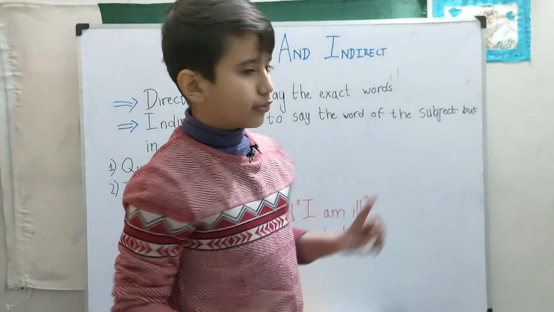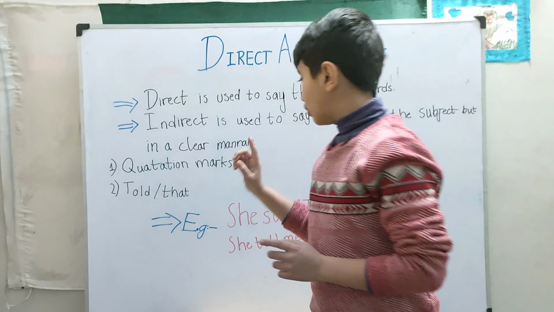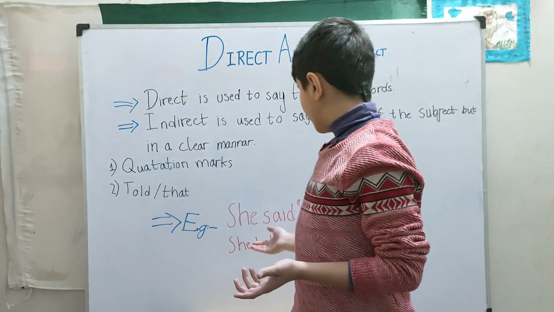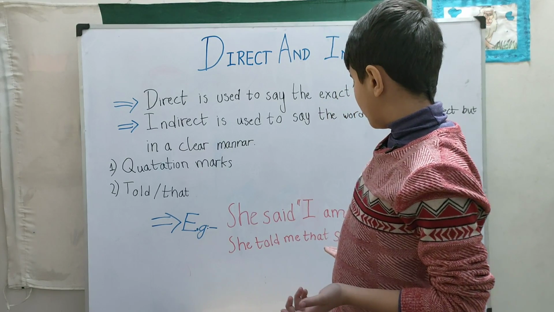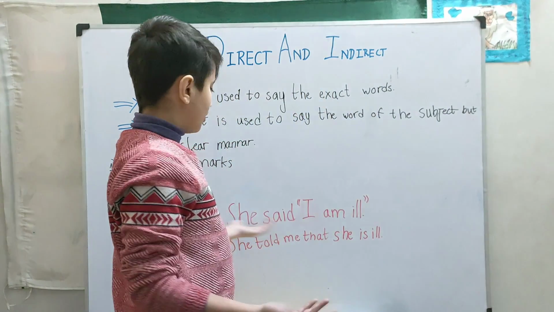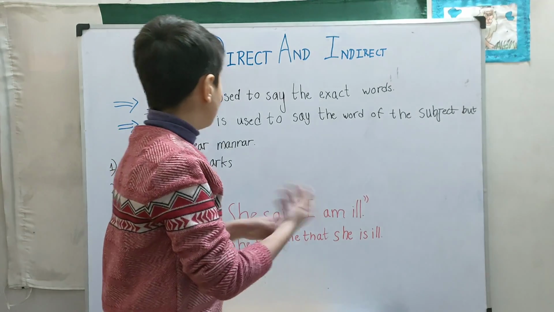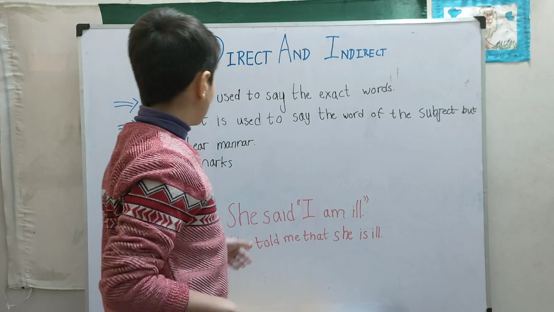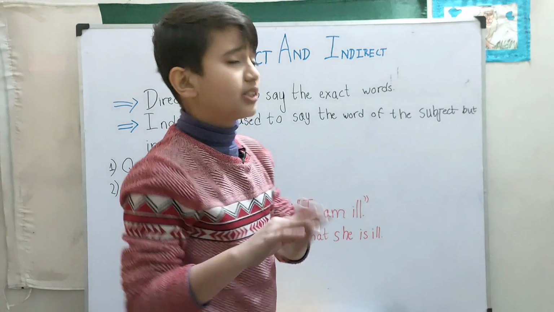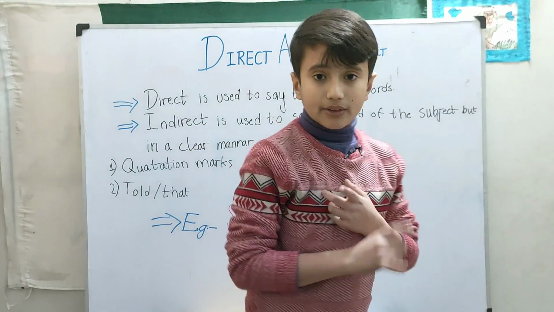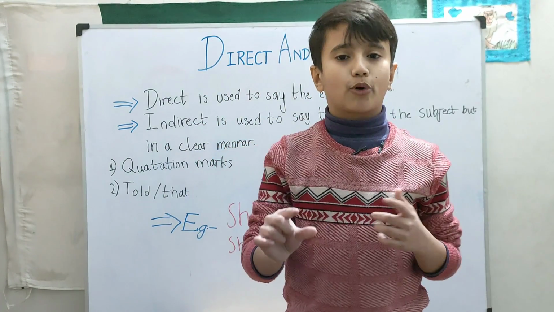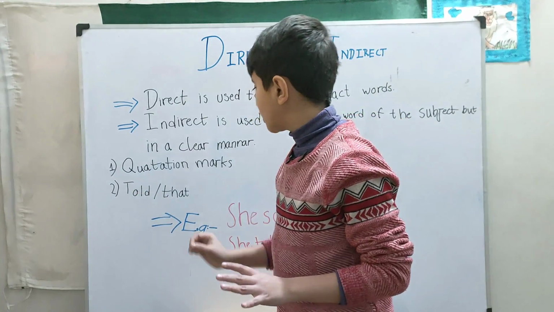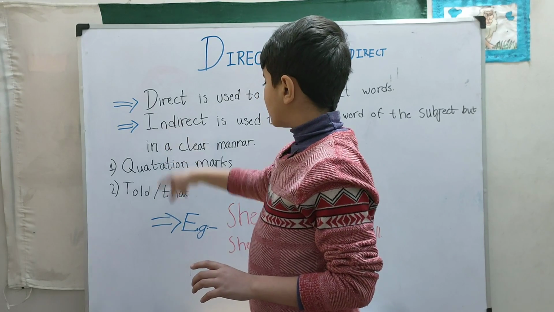Now, there are some rules for direct and indirect. For indirect, told that. If you don't want to use told, you can write said: she said to me that, or she said that. Simple. She said that, she said to me that, or she told me that, or she told him that, etc. You can use a lot of things. You can use that, you can use told, but that is very important. Without that, it is not complete. You have to have that inside of the sentence.